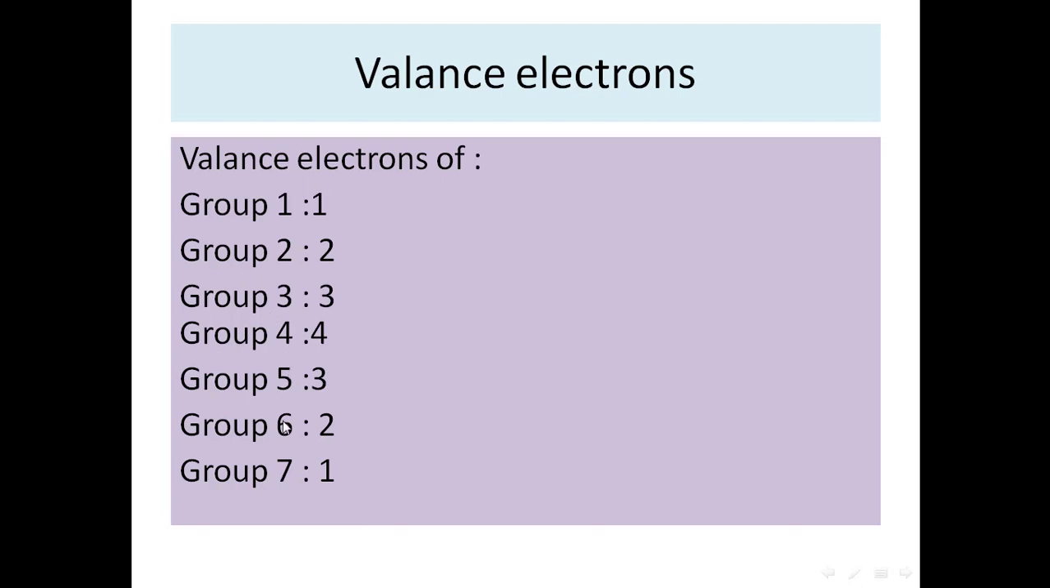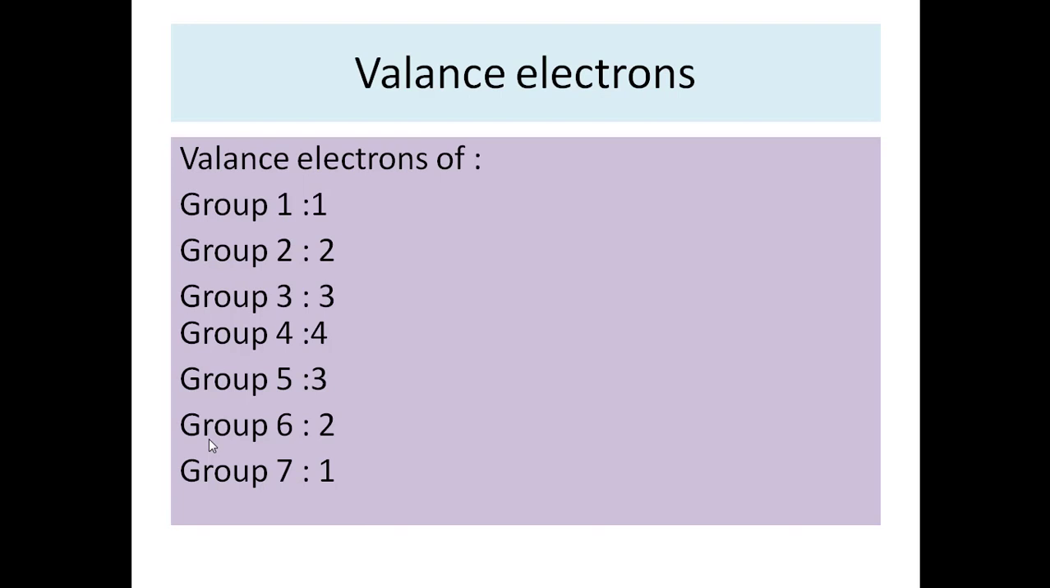And what about group number 5, 6, and 7? If you look at group number 5, its outer shell is filled by 5 electrons, so it needs 3 electrons to fill its outer shell. So the valence electrons are 3. What about the valence electrons of group number 6? It needs 2 electrons to fill its outer shell. Same for group number 7, which is a chlorine atom that has 7 electrons in its outer shell, and this atom gained 1 electron to be filled.